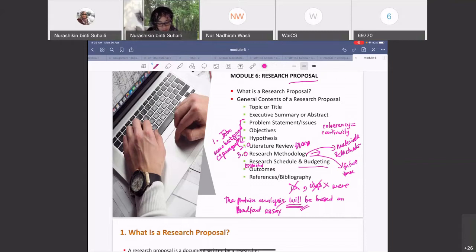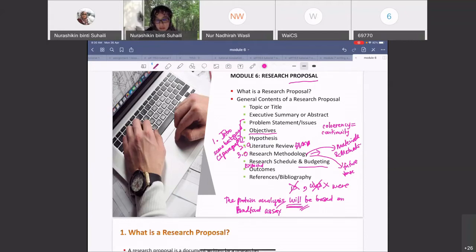Okay, so expected outcomes is a section where it states what you will get from the research, the proposed research. Okay, so it should be tallied. Tallied means it should match your objectives. You mentioned objectives in the intro chapter. So if, let's say, you say there are 2 objectives of the research, then of course, for the expected outcomes, you should get 2 main results. So that's how it should be matched. It should be tallied.